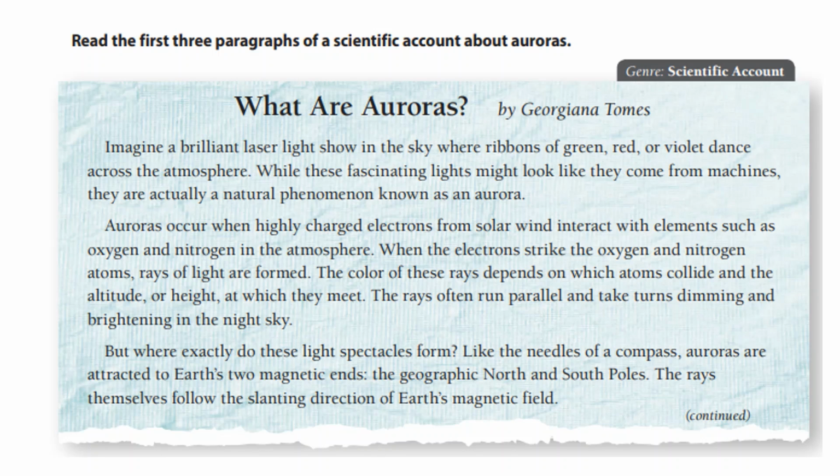But where exactly do these light spectacles form? Like the needles of a compass, auroras are attracted to Earth's two magnetic ends, the geographic north and south poles. The rays themselves follow the slanting direction of the Earth's magnetic field.